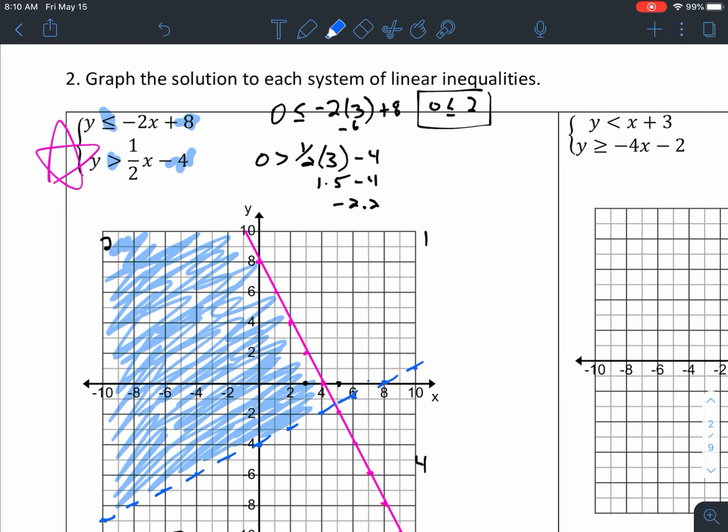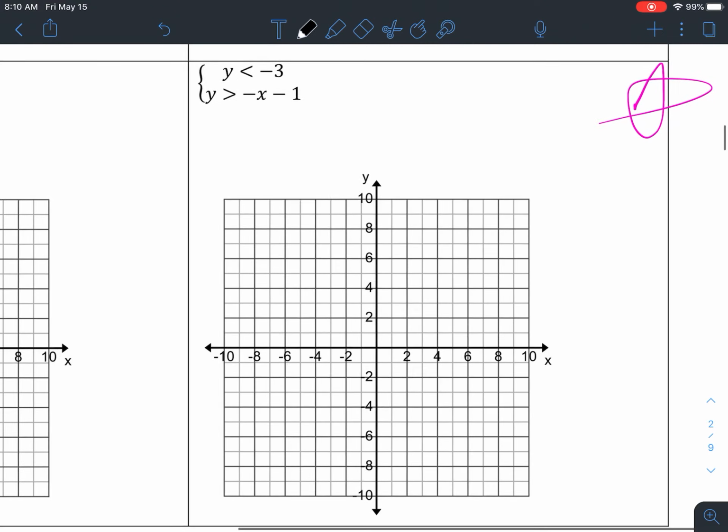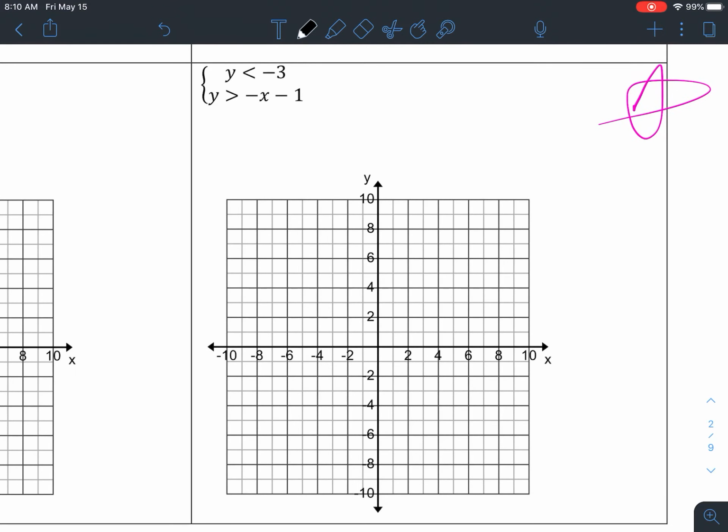Just like that. Now let's go down to this one. Y is less than negative 3. Because y is negative 3 there, we just have to go down to our negative 3 point here. All we're doing is making a dotted line horizontally, just like this, going across the negative 3 point. That's it. That is graphing that one problem just like that.